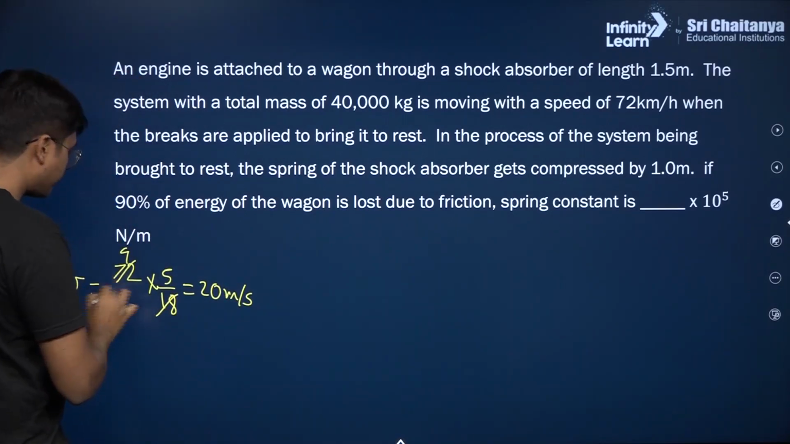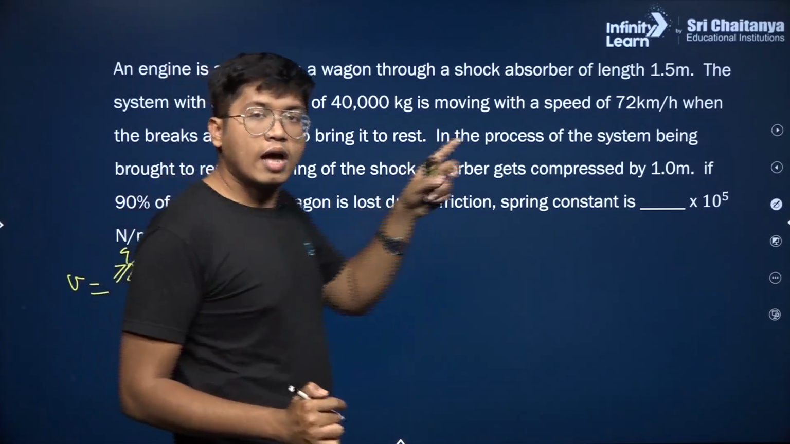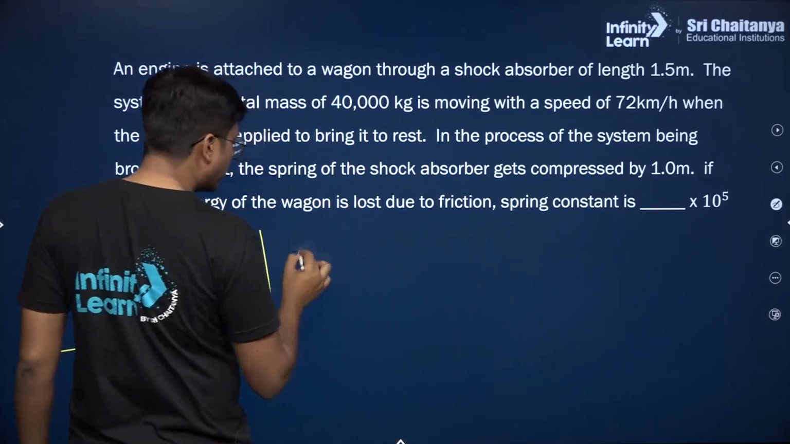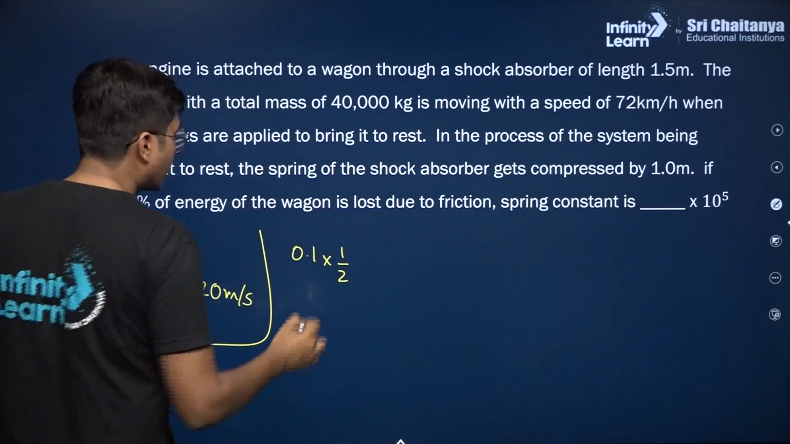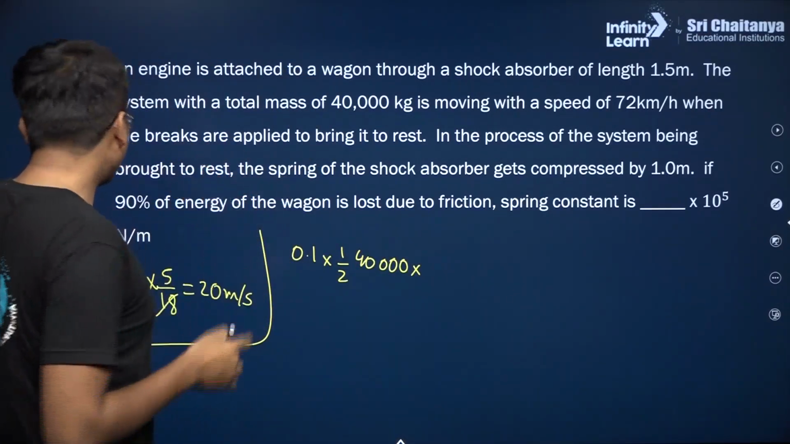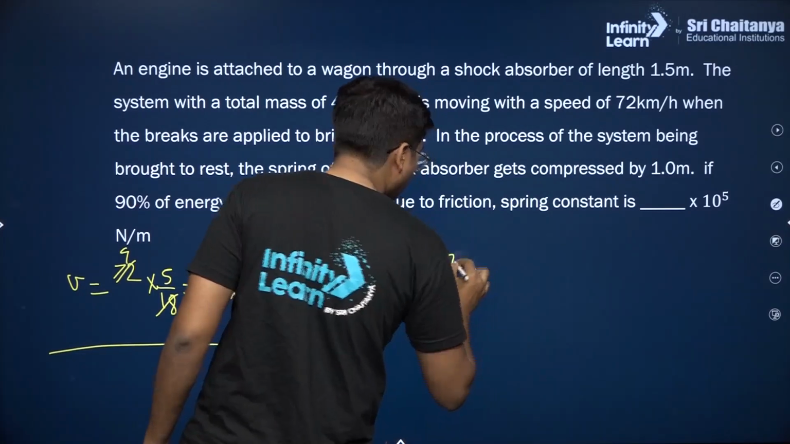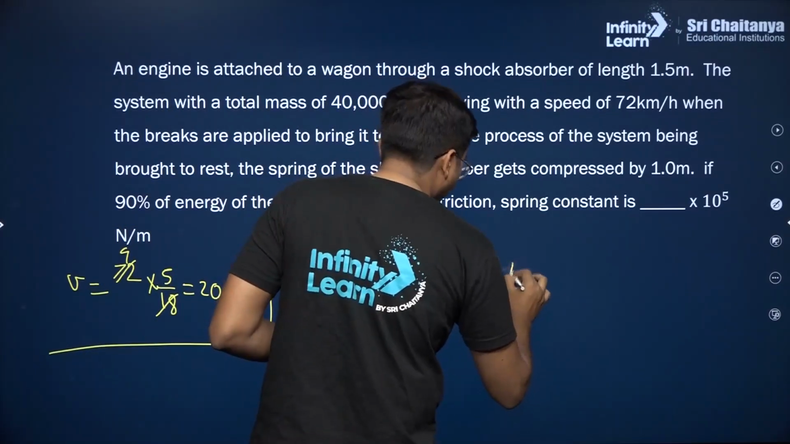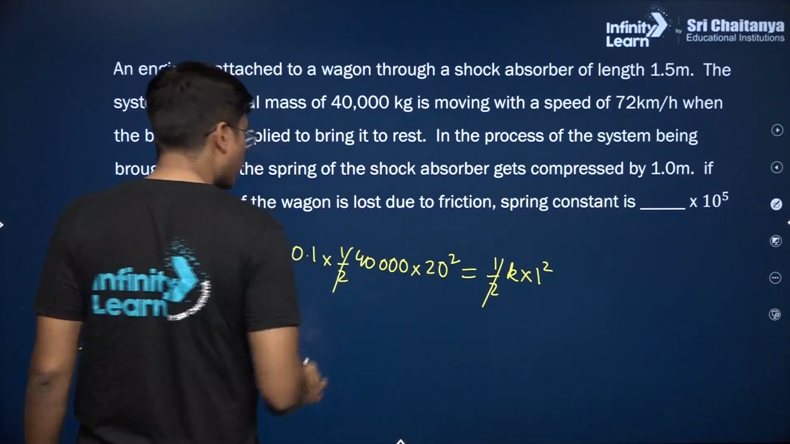That is V. So we have V, and we know that 10% of that is equal to half kx square. So set this apart. We have 10%, which is just 0.1 times half mv square. M value is given as 40,000 kg, into v square. V value we just got as 20 meters per second, so 20 square. And this has to be equal to the potential energy stored in the spring. That is half k, and the compression is 1 meter, so it's just 1 square. Cancel out these halves over here.